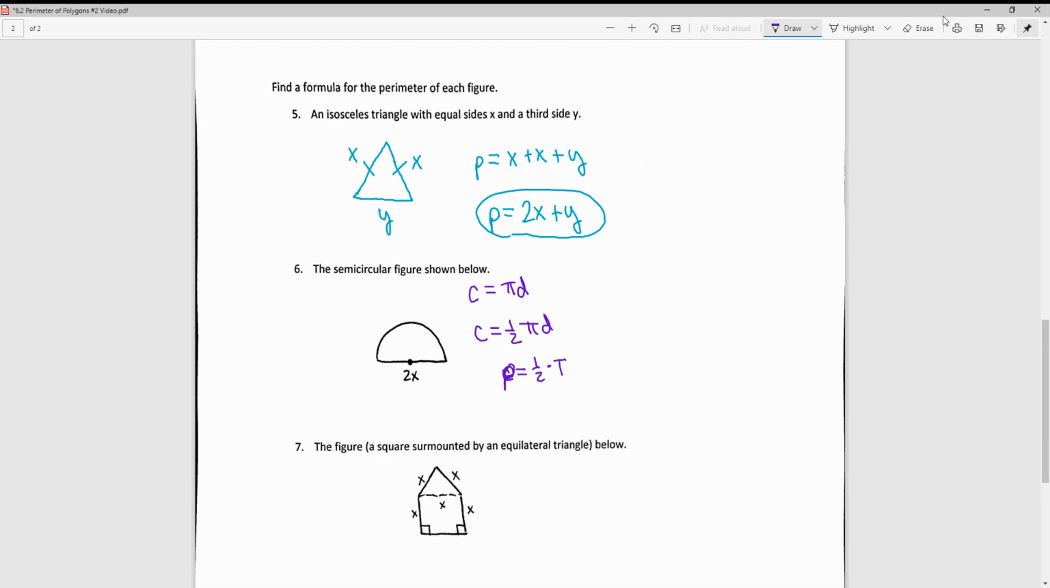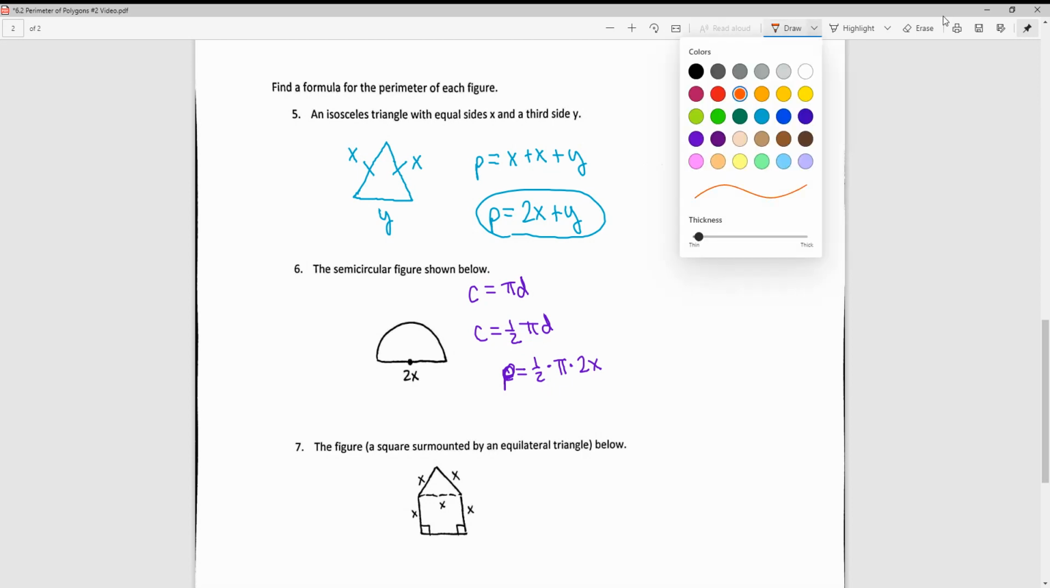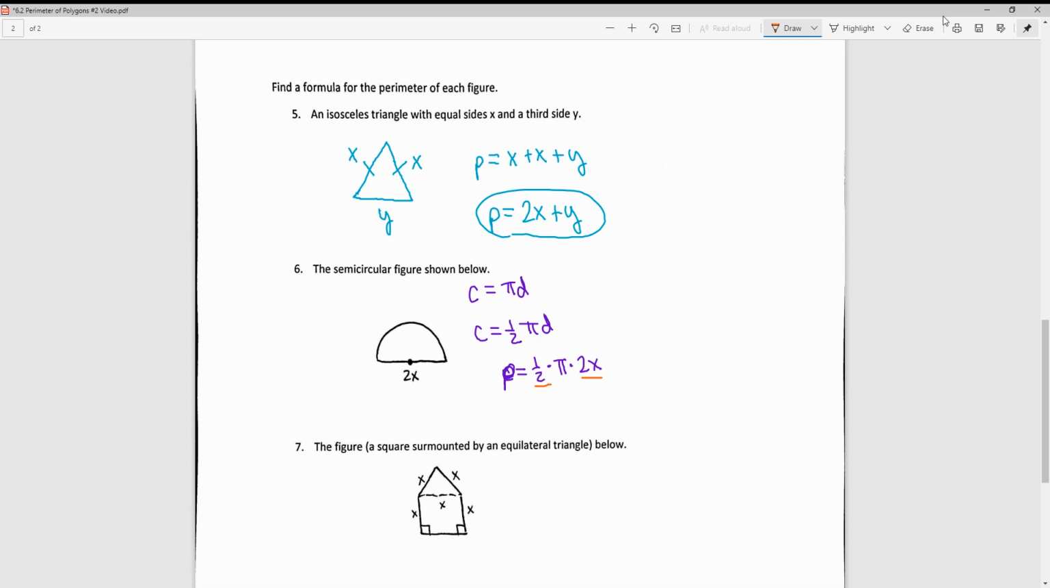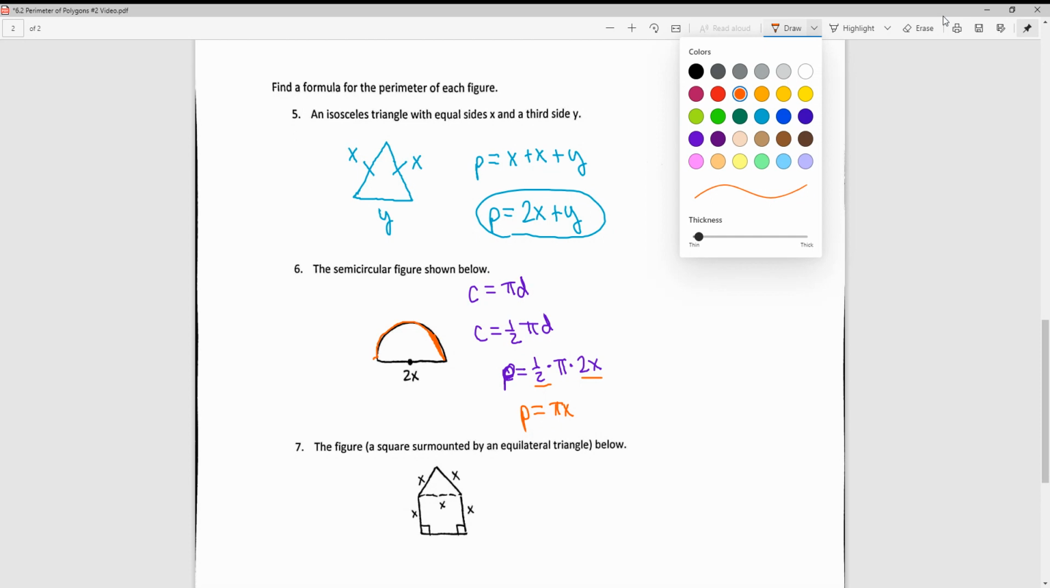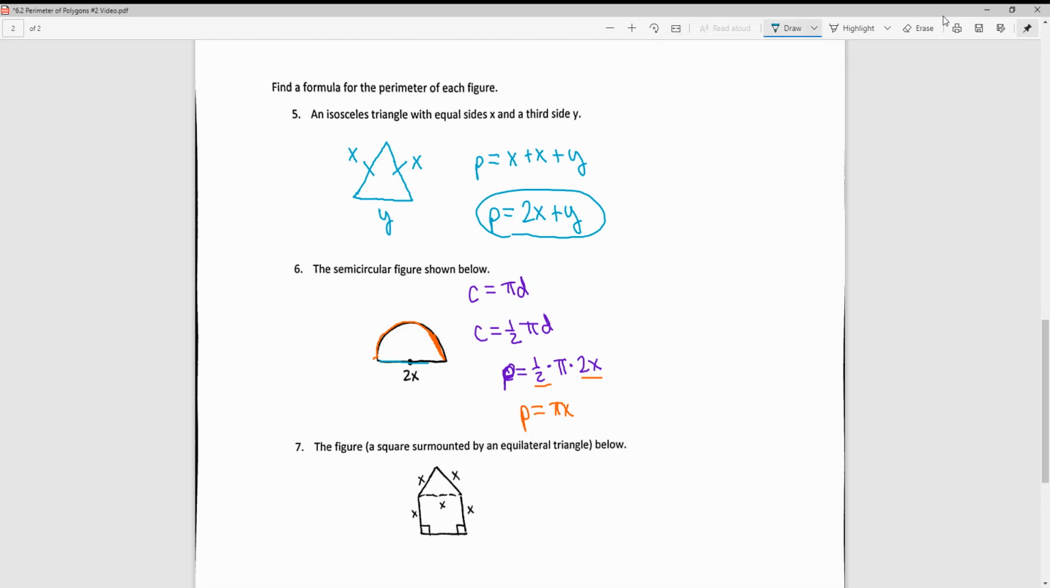1/2 times pi times the diameter here, which is 2x. But if I simplify that, specifically looking at this part right here, 1/2 times 2x is just x. So my perimeter around that half circle is pi times x. And that takes care of this part of it. However, I also need to deal with the flat part. The flat part we know is 2x in length.